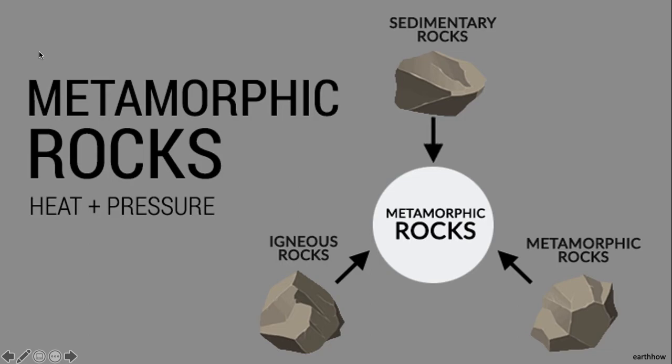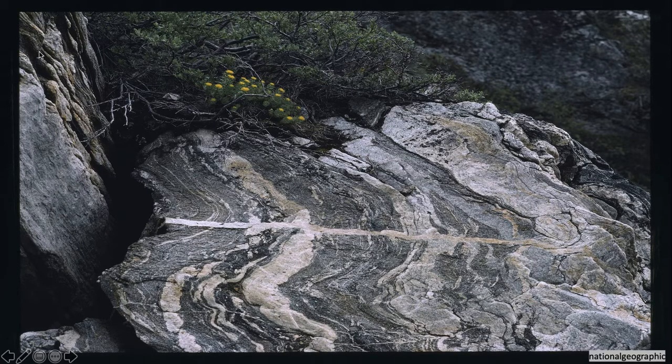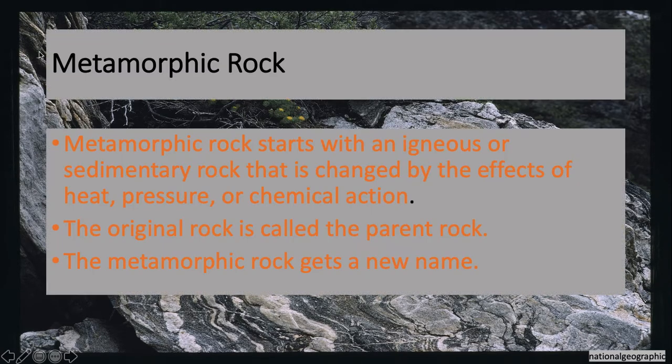All right, metamorphic rocks. Here's a picture of some rocks that have been changed by heat and pressure. You can see that they form stripes sometimes, and the stripes get wiggly. Metamorphic rock starts with an igneous or sedimentary rock that is changed by the effects of heat, pressure, or chemical action. The original rock is called the parent rock. The metamorphic rock gets a new name.